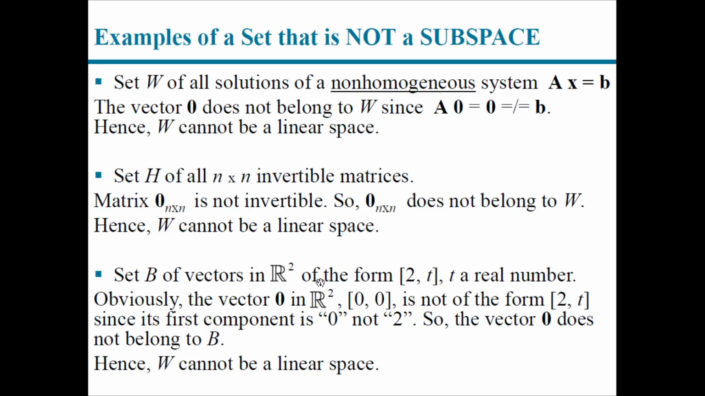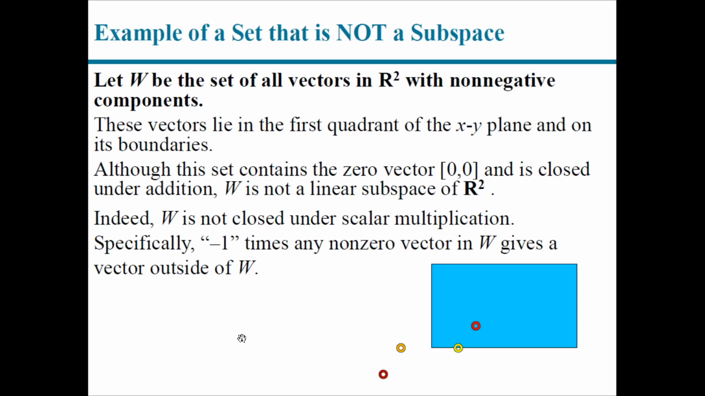Some more particular example. If I'm in R2 and I have vectors of the form (2, t) with t real numbers, let's say (2, 0), (2, 1), (2, 7), (2, -11), so that's a set of vectors. Obviously, the vector (0, 0) doesn't have the form (2, something), because it is (0, 0). So the vector (0, 0) from R2 does not belong to the set of vectors of the form (2, some real number). Therefore 0 is not there. So if 0 is not there, the set cannot be a linear space. Very simple.